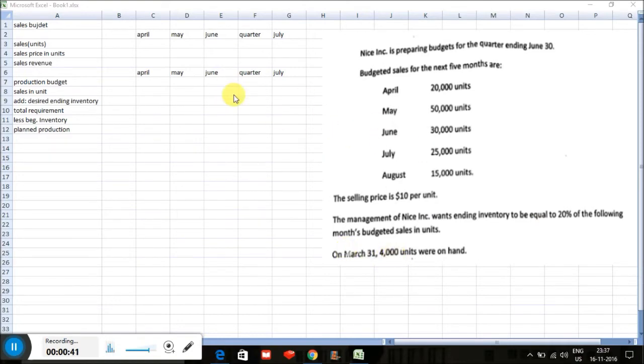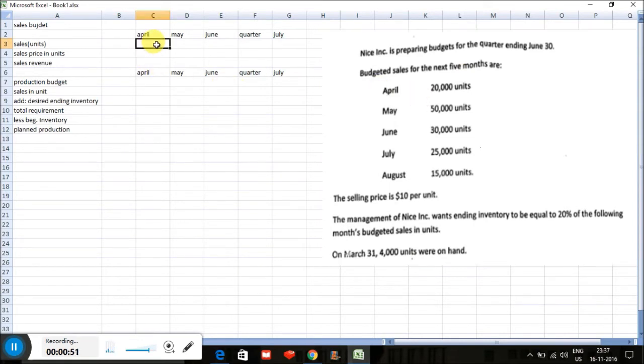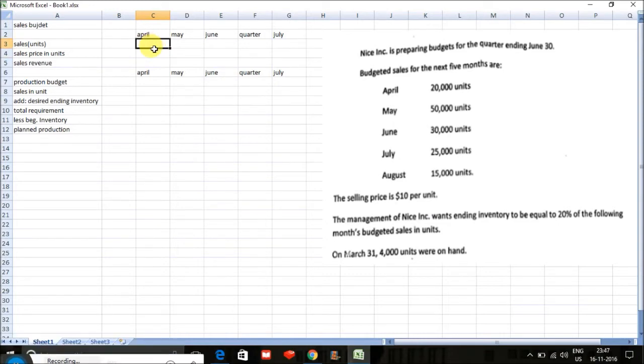Now let us move to the solution. First of all, we will prepare the sales budget. Since the budgeted sales is already given to us, we don't have to do any calculations here. We just have to put the numbers in the given format. For the month of April, the sales are 20,000 units. For the month of May, it is 50,000 units. And for the month of June, it is 30,000 units. By adding all these, we get the quarterly budgeted sales, that is 1 lakh units.